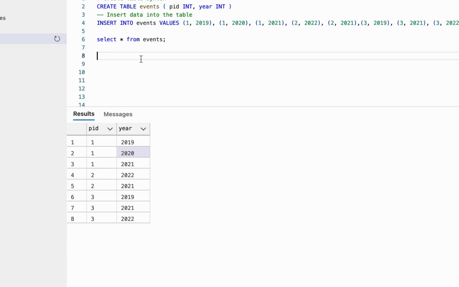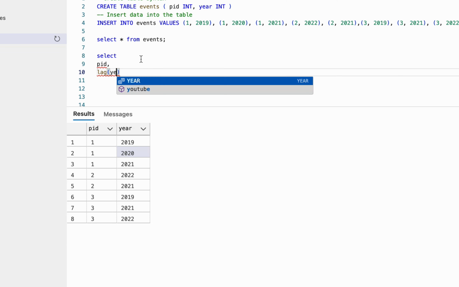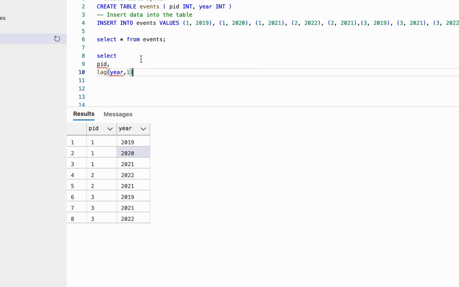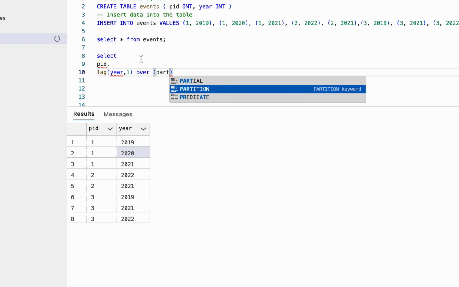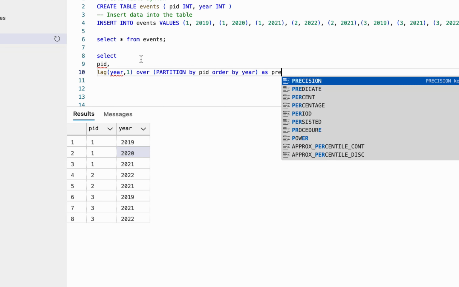So let's try to solve this now. To get the previous and next year in the same row, we can use the lag and lead functions. We select PID, lag of year by 1 over partition by PID order by year, and we can call this previous year.